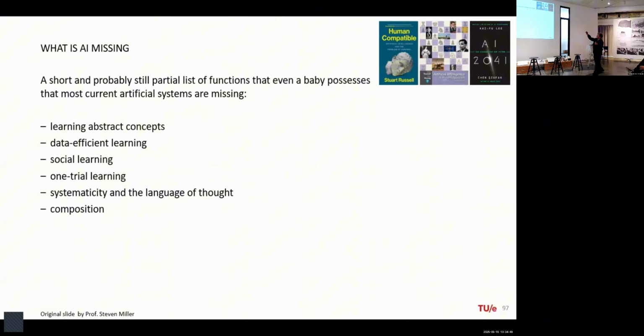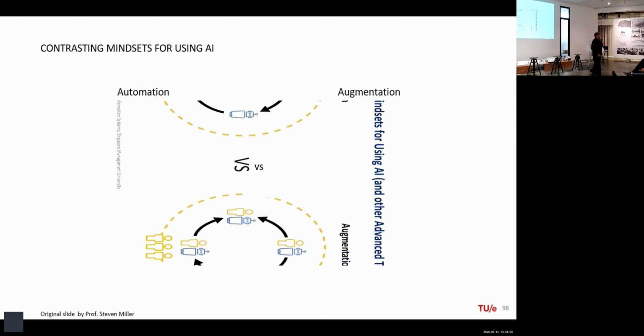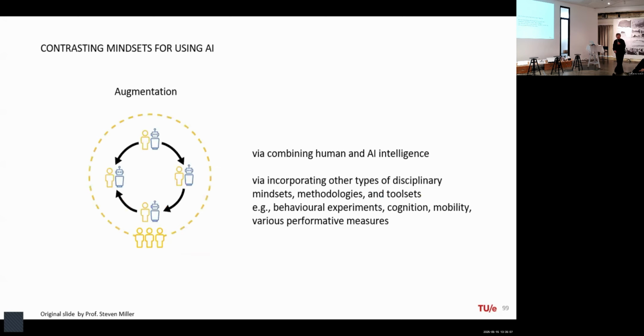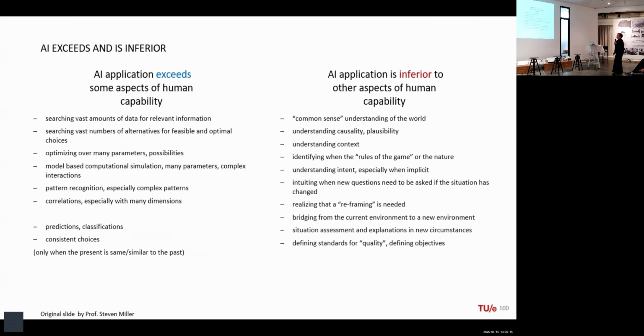AI is missing learning abstract concepts, data-efficient learning, social learning, one-trial learning, systemicity of the language of thought, and meaningful composition, in context, situated. I don't know why this looks like this. But automation versus augmentation, we are all for augmentation. A joint working of human and AI is more meaningful in our discipline, for sure. AI application exceeds the human capability in some ways, but it is inferior to human capacity and capability.